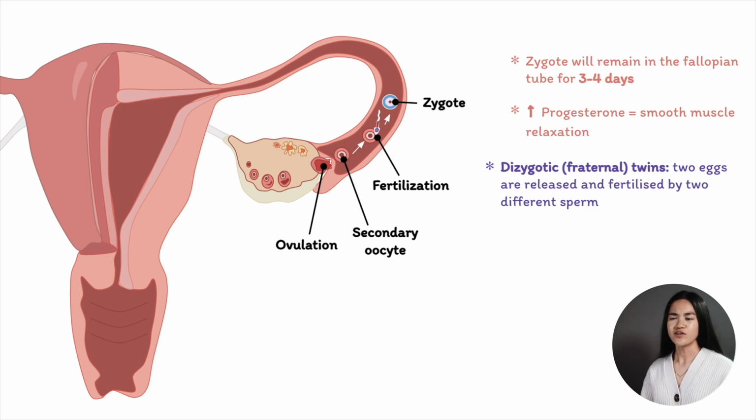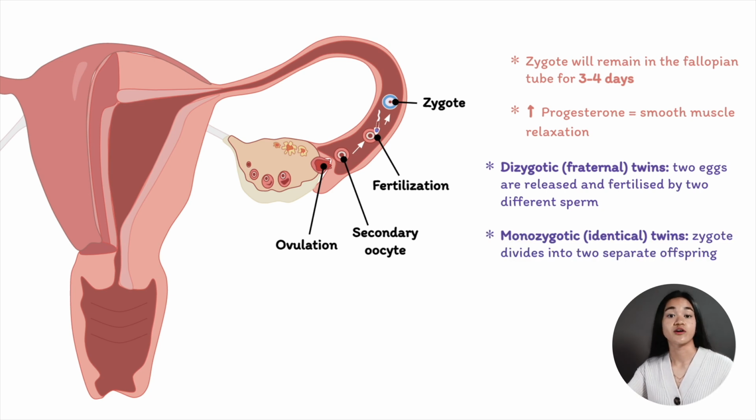Okay, and there are some occurrences where a zygote can split or divide into 2 separate offspring. This usually happens during the early blastocyst stage, resulting in the birth of monozygotic twins or identical twins. And that's how twins are created.